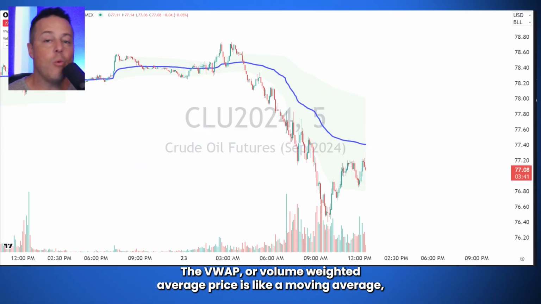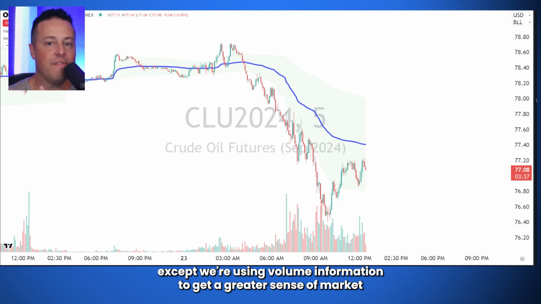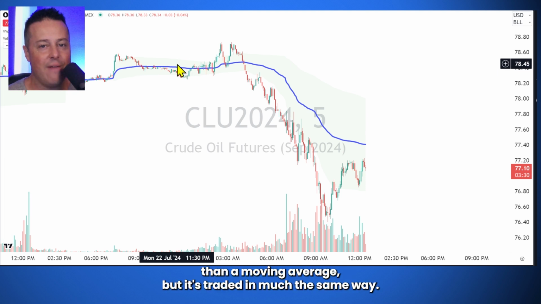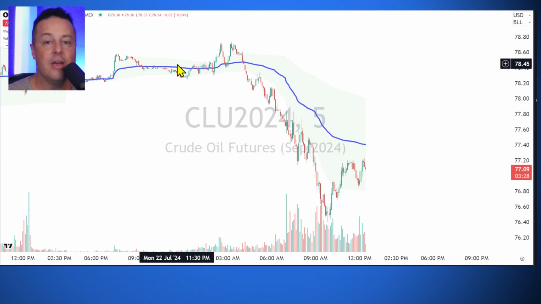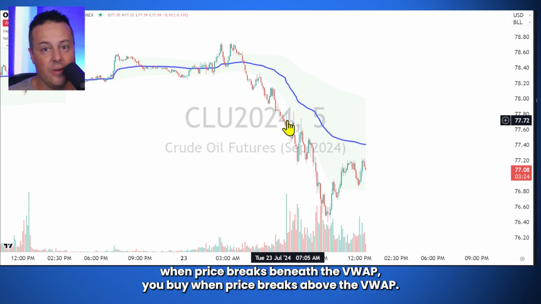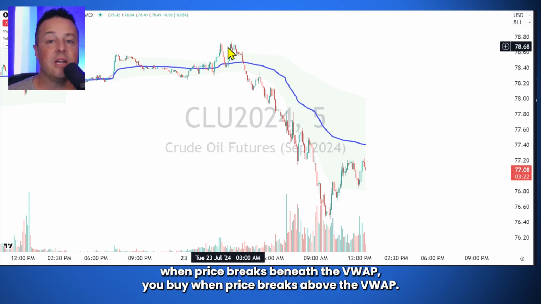The VWAP, or volume weighted average price, is like a moving average, except we're using volume information to get a greater sense of market condition. Now, the VWAP typically is viewed as being much smoother than a moving average, but it's traded in much the same way. You can use it as a trend indicator, meaning you sell when price breaks beneath the VWAP, you buy when price breaks above the VWAP.